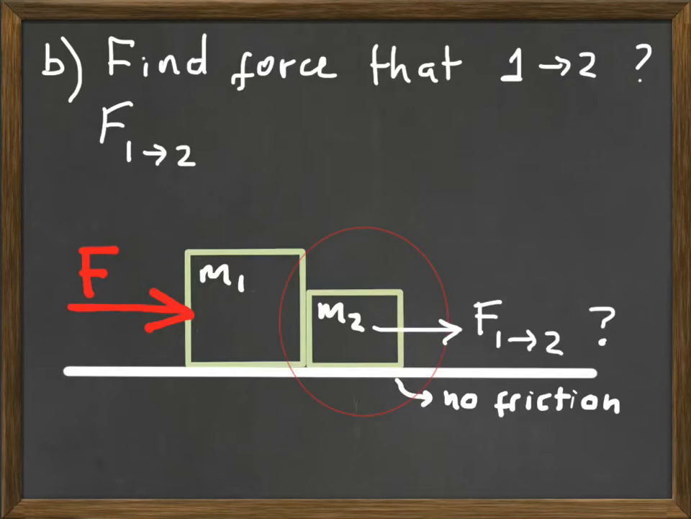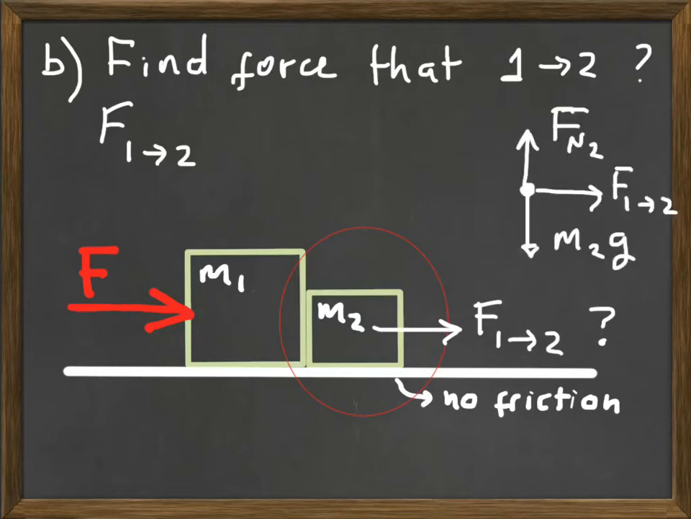So this force that we call the contact force that 1 applies to 2 is going to be going to the right. Now, how much is this force? To find how much this force is, we need to consider the object of interest to be m2, and we're going to apply Newton's second law for m2.